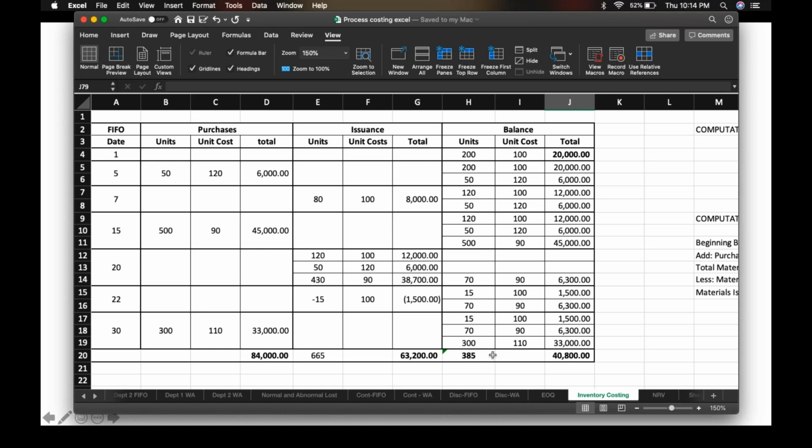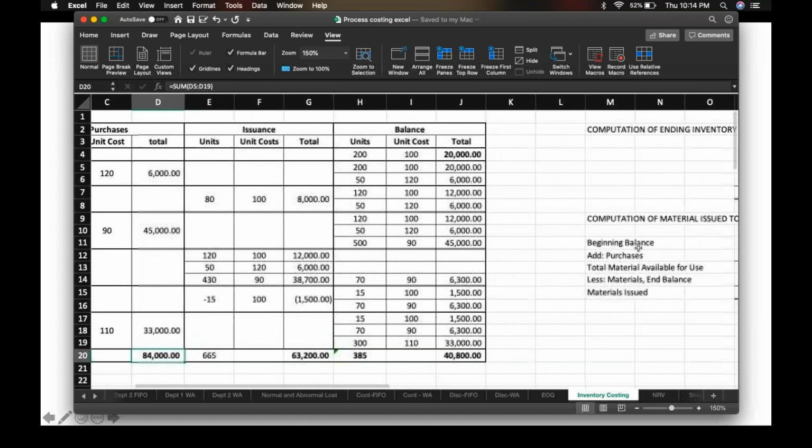So we have purchased 300 and 300 at 110. So all in all, we have 40,800 worth of materials inside our stock cards. 385 units yon. Yung 15 ay tag 100, yung 70 at 90, and then yung 300 at 110. The total cost of issuance to production is 63,200. The total purchases is 84,000.